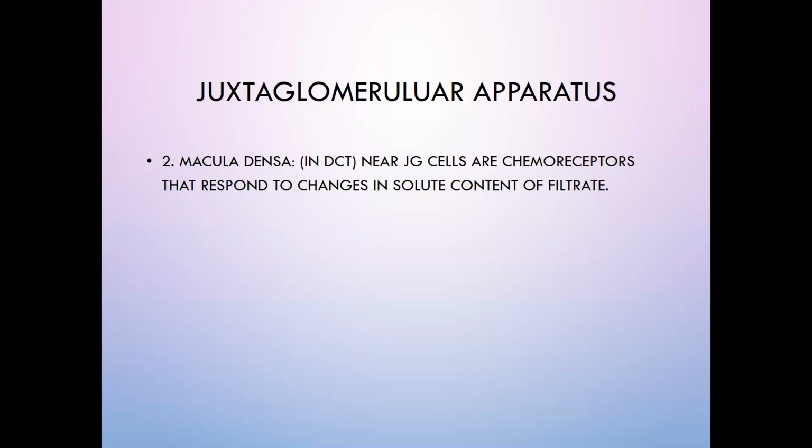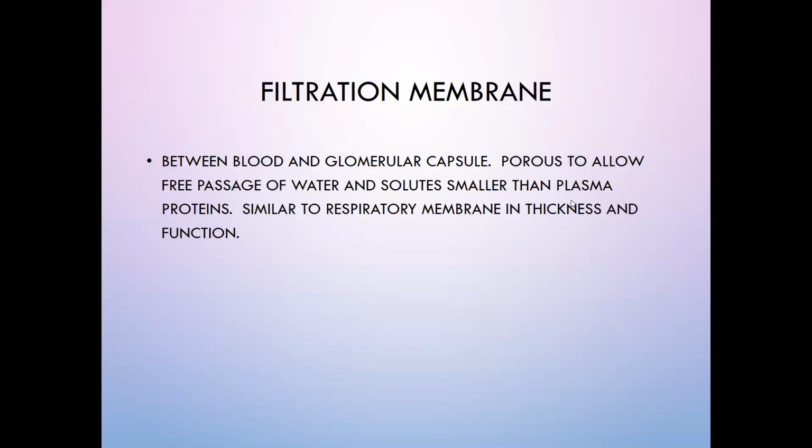Okay, so then also in the juxtaglomerular apparatus, we have the macula densa in the distal convoluted tubule. Some people say the thick ascending limb, but it's right at the top, just as the thick ascending limb is turning into the distal convoluted tubule. So there it is: chemoreceptors that respond to changes in solute concentration of the filtrate.